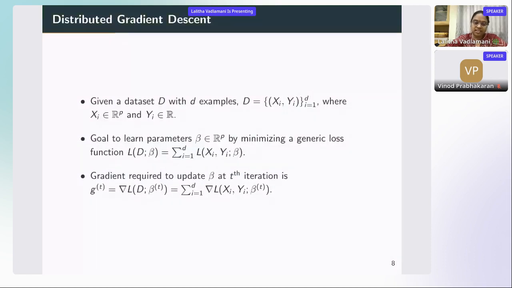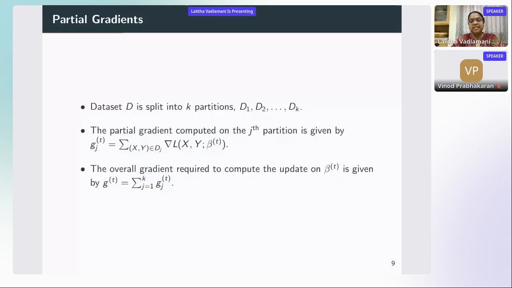So this can be parallelized because, as you can see, it is decomposable. And the way the parallelization itself is done is that the data set is split into some number of partitions, D1 to Dk, right? This can be thought of as, if you want, disjoint partitions of the actual data set. And the gradient which is computed on one partition of the data set will be termed as the partial gradient. So this g_j of t is the gradient which is computed over the partition Dj, right? And it's the sum of these g_j's which gives the actual gradient that we want for updating the parameter beta itself at iteration t.